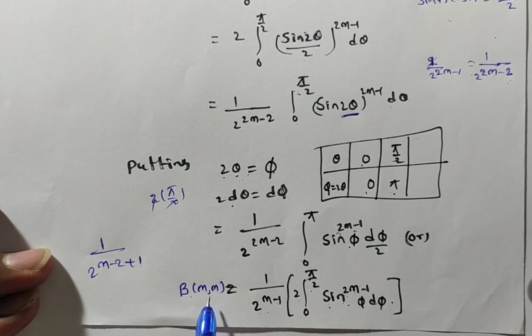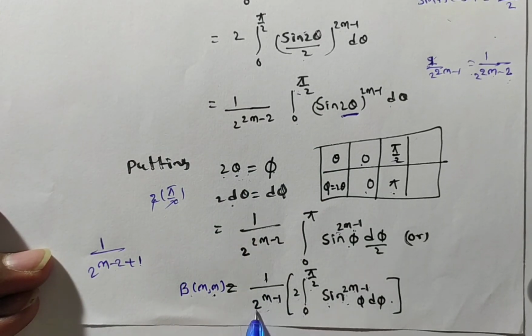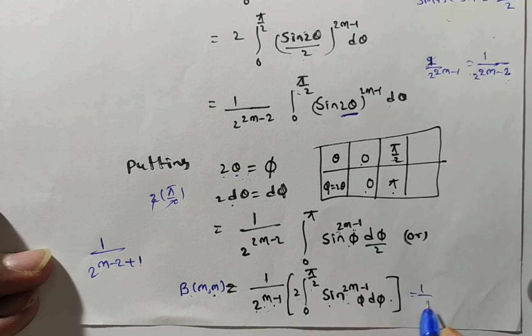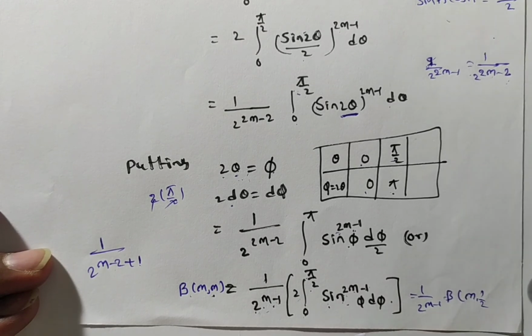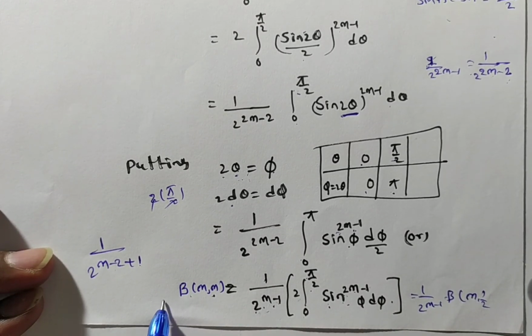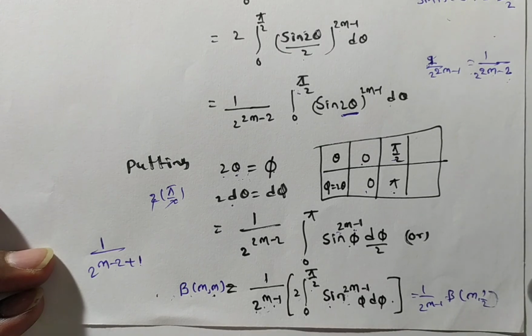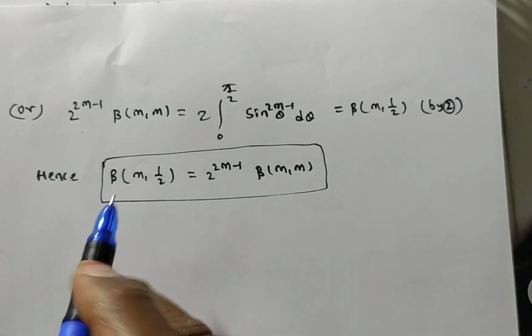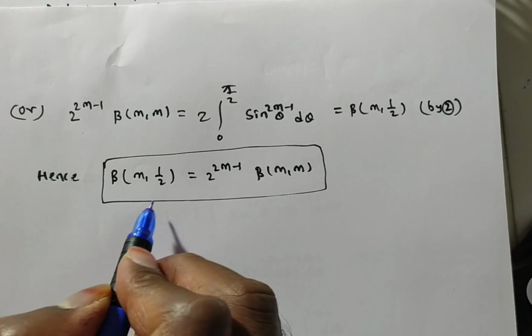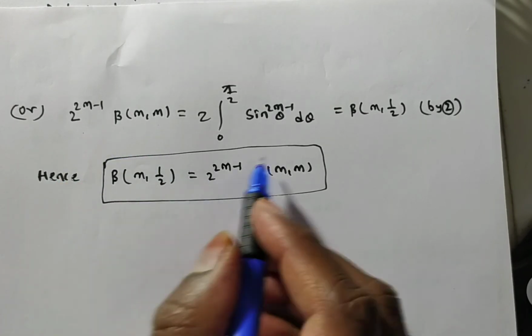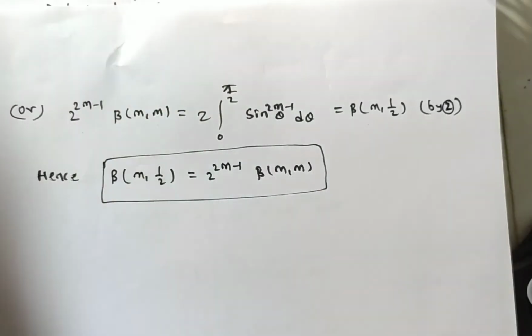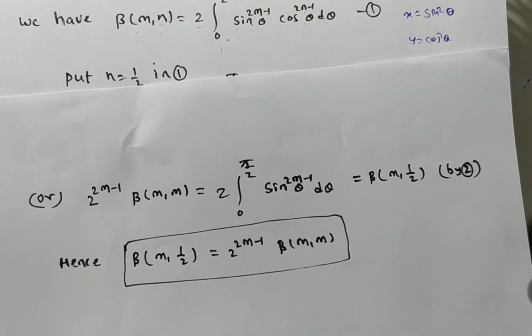So beta of m comma m is equal to 1 by 2 to the power of 2m minus 1 into beta of m comma 1 by 2. Take this to the left side, then you will have 2 to the power of 2m minus 1 in the numerator, then 2 to the power of m minus 1 times beta of m comma m is equal to beta of m comma 1 by 2. So 2 to the power of m minus 1 beta of m comma m is equal to beta of m comma 1 by 2, which is what we have to prove. Is it clear for everyone? So how to solve this one?